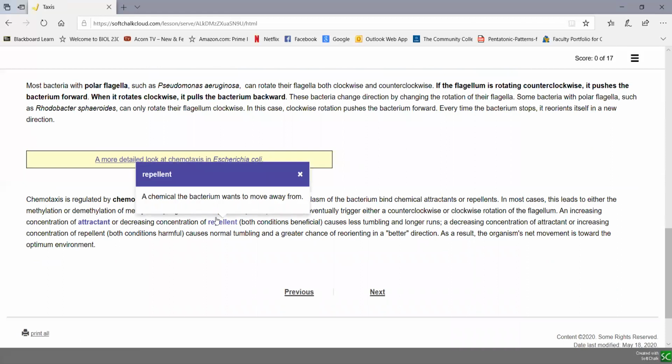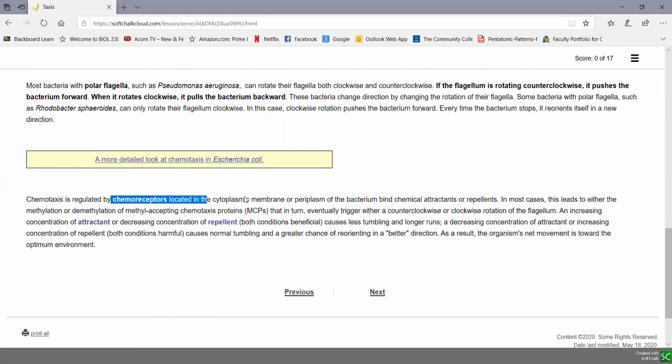So chemotaxis is regulated by chemoreceptors located either in the cytoplasm or the periplasm of the bacterium. And these chemoreceptors bind an attractant or a repellent. And what happens in most cases is that as the attractant or the repellent binds, this can lead to either methylation or demethylation of some chemotaxis proteins. And it's this methylation or demethylation, adding or removing a methyl group, that eventually triggers either a counterclockwise or clockwise rotation of the flagellum.